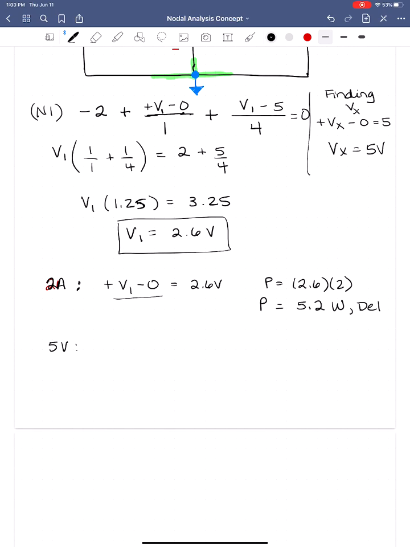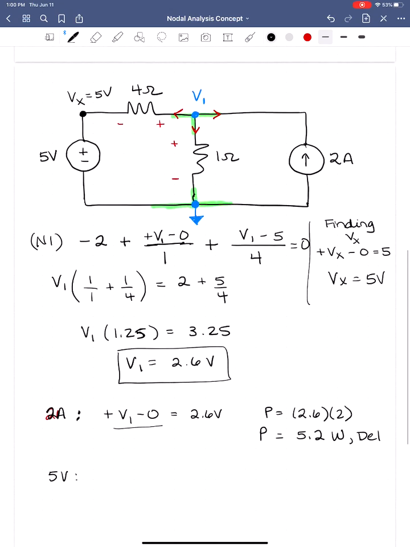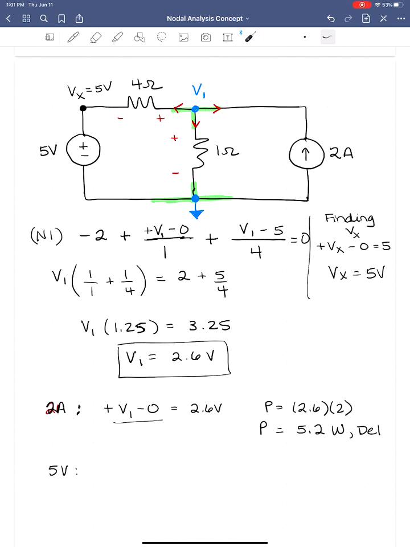Okay, we know the value of the voltage. We just need the current. The current is sitting in our nodal equation. It is right here. But it's this current flowing in this direction, which is going to give us power absorbed. We have to just recognize that and change it later.